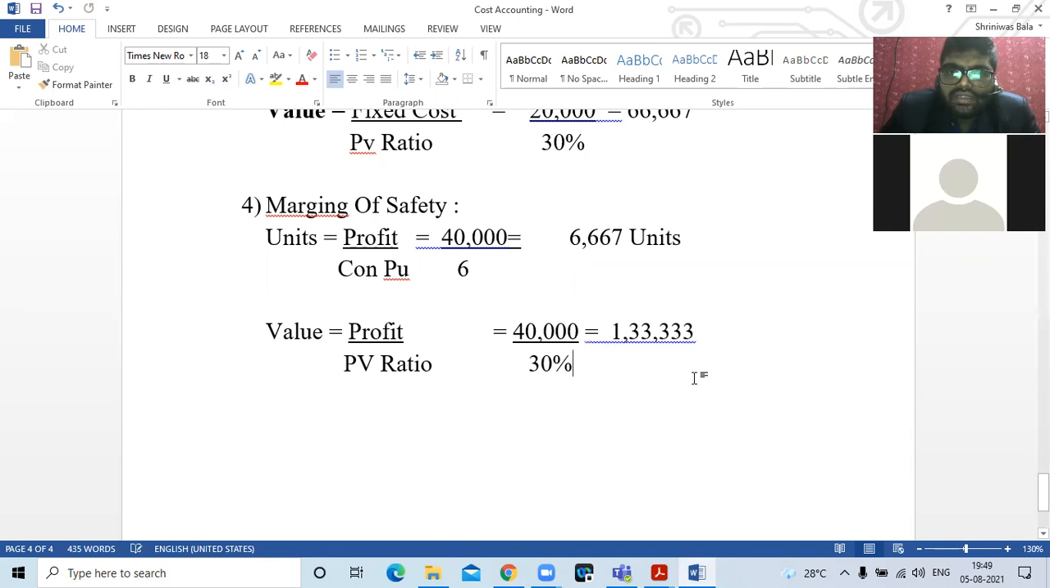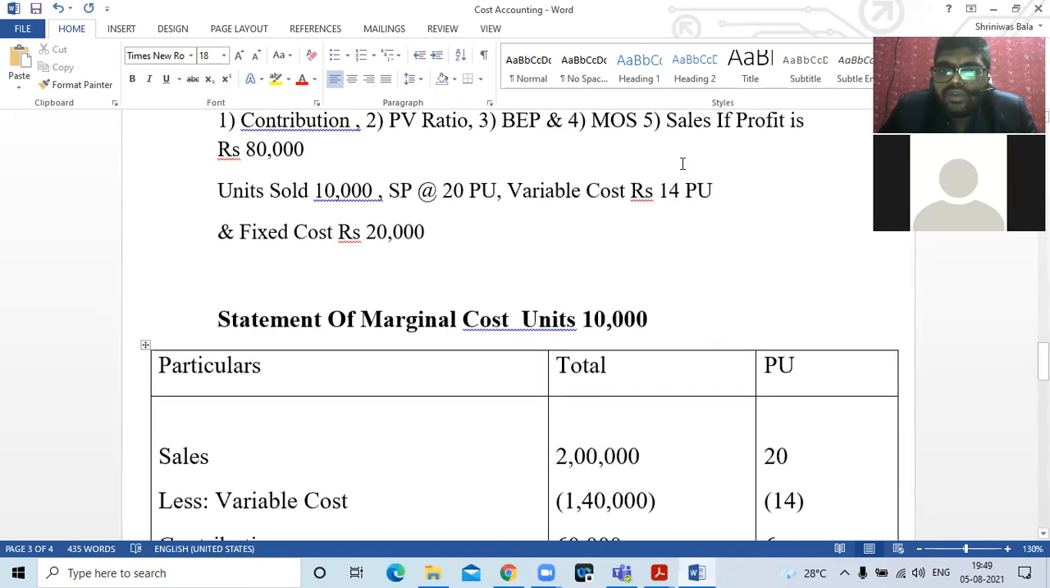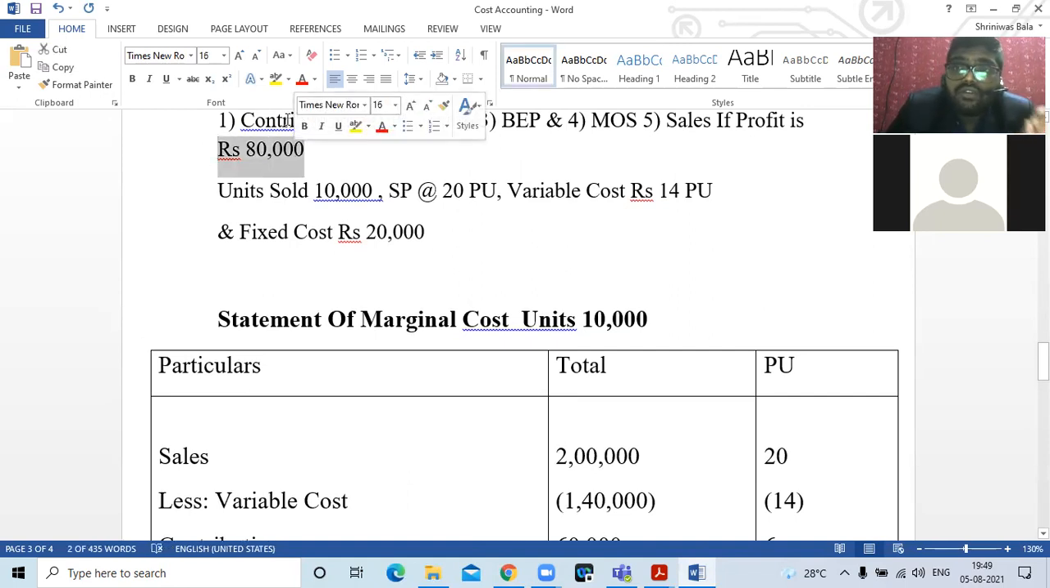Okay, chalo. The last formula: they ask to calculate sales if they want to earn a profit of rupees 80,000. So you can see they have given profit in total value, that is in value. So we will also calculate sales in value only. If they would have given profit per unit, we would have calculated sales also per unit only. But here they have given in total, so we will calculate in value.